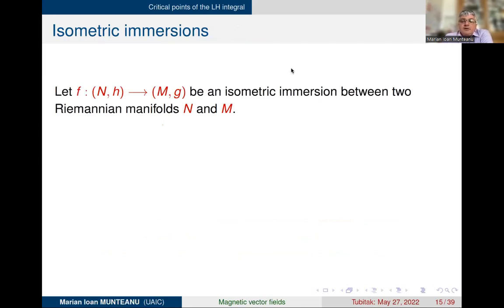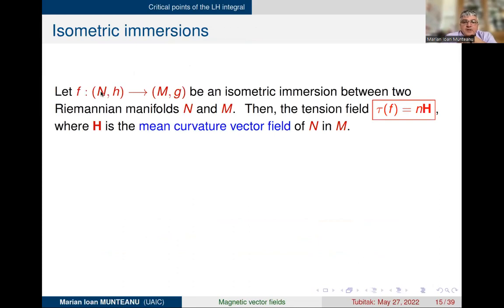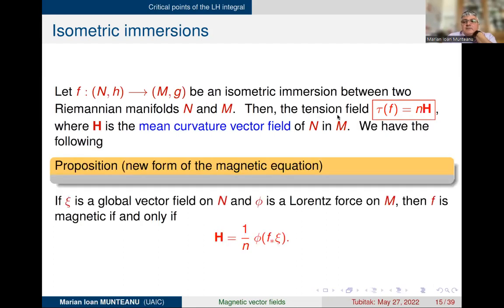Okay, so let me give you only one situation when F is an isometric immersion. We'll return to this condition, and we'll see that this is a very strong condition. If we ask also for F to be an isometric immersion, we know that the tension field of F equals NH, where H is the mean curvature vector field of N in M. And this means that in order for F to be a magnetic map, we need this relation between psi, phi, and H. So this is a characterization for magnetic maps that are moreover also isometric immersions. So it is really strong.